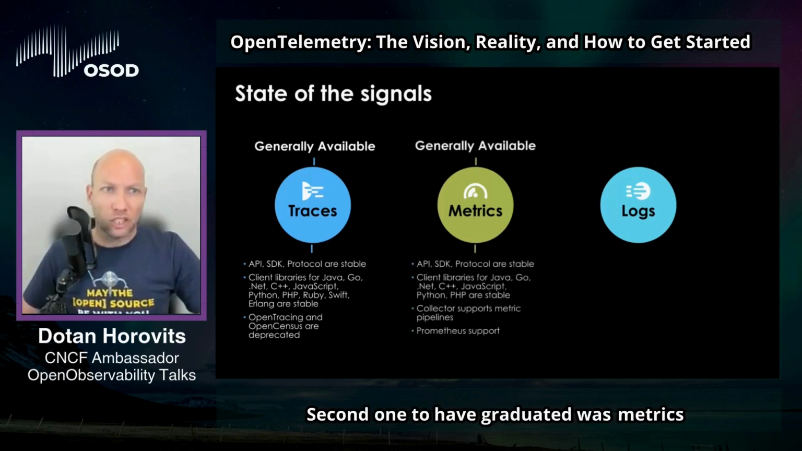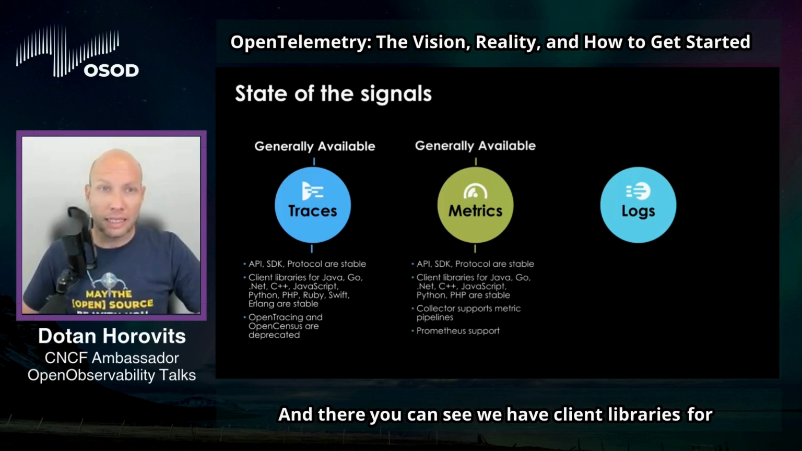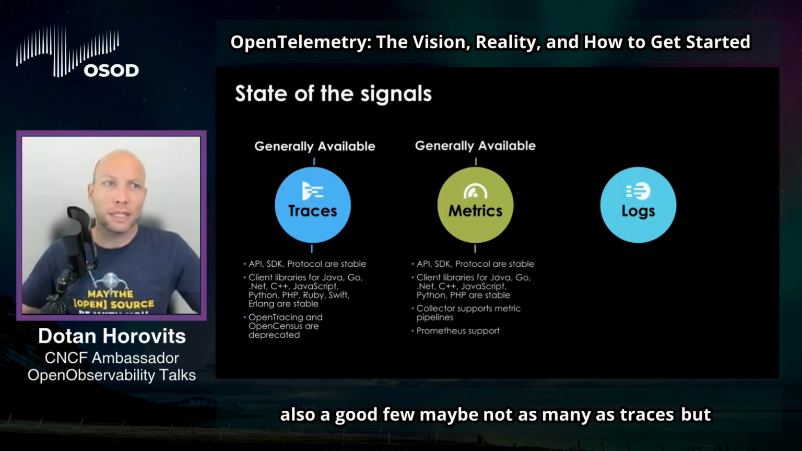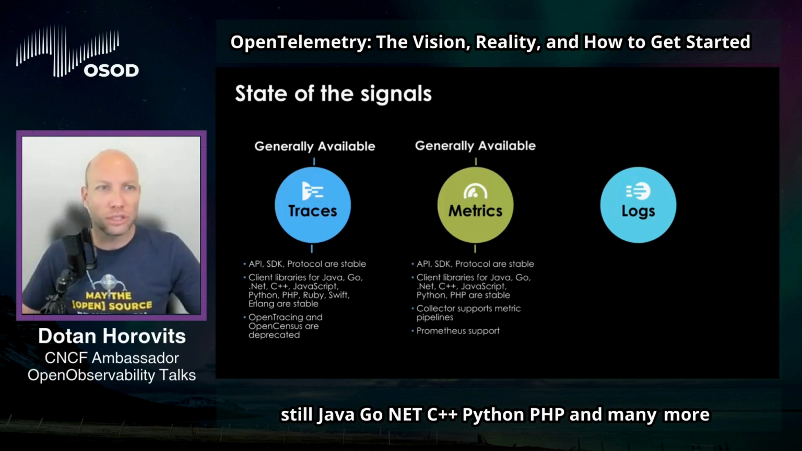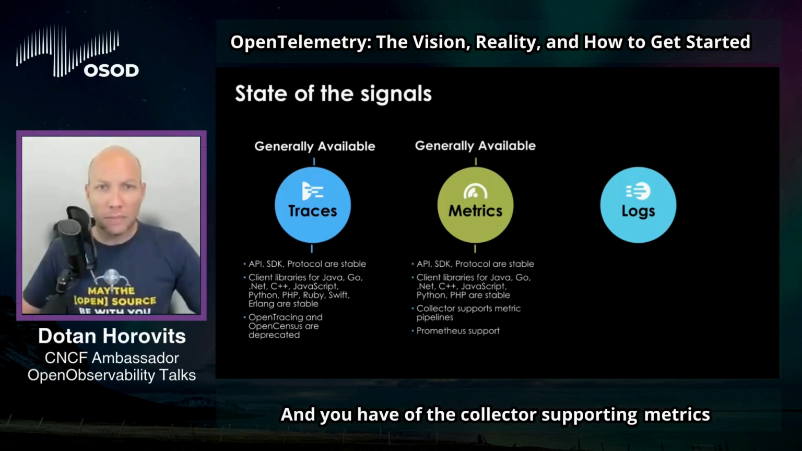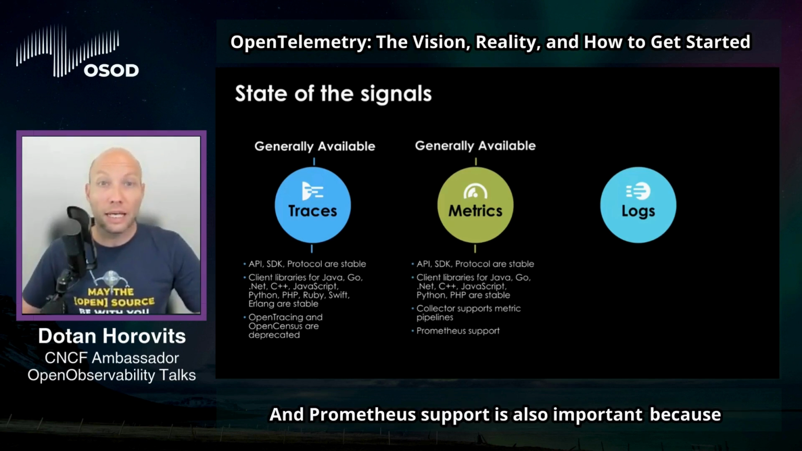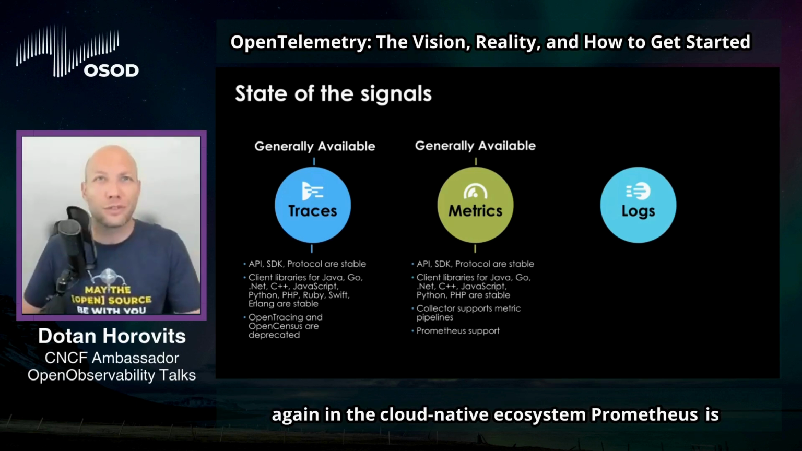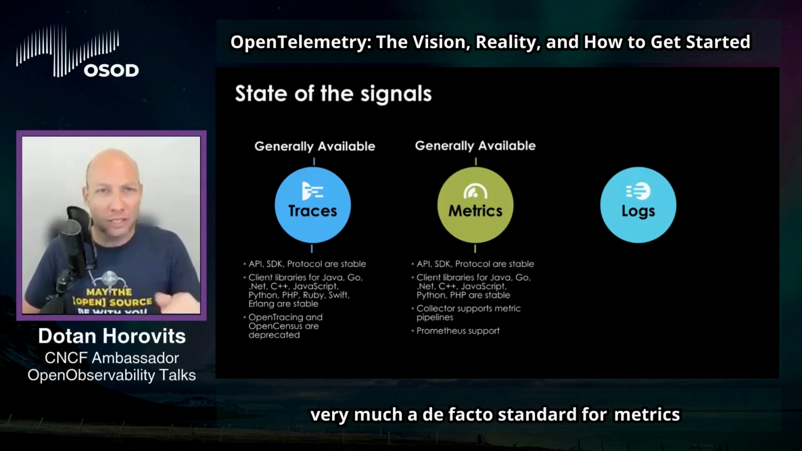The second one to have graduated was metrics, where you can see we have client libraries for a good few languages, maybe not as many as traces, but still Java, Go, .NET, C++, Python, PHP, and many more. And you have, of course, the collector supporting metrics pipelines, and Prometheus support is also important because, again, in the cloud native ecosystem, Prometheus is very much a de facto standard for metrics.